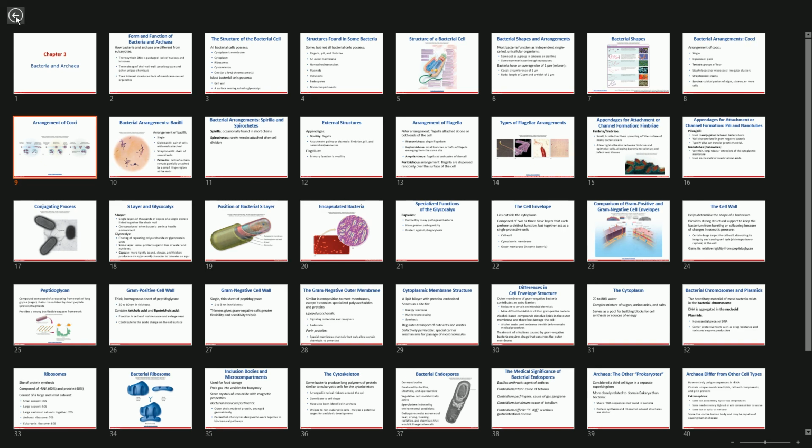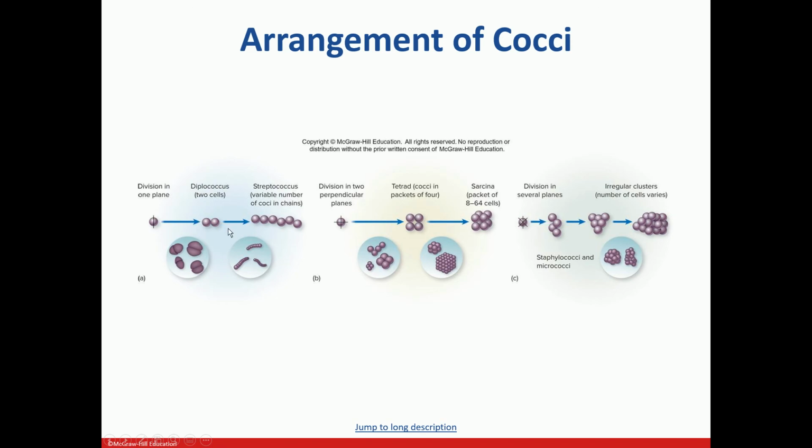So you can see here, like these two cocci, they are diplococci. You can see the cocci in chains, streptococci, in tetrads, like they can exist like in these tetrads, or they can be in the packet of 8, 16 like this. They're called sarcinas, or they can be irregular clusters like this. The example is staphylococci and micrococci.